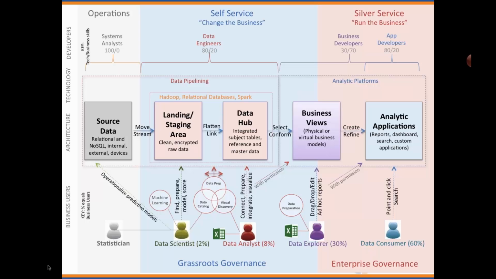One other thing I'll point out here is the shading, which, as I look at this, is not the prettiest shading in the world, but I'm not a graphic designer. But you'll see there's a pink shading to the right, it's silver service. There's blue shading called self-service, and then there's the gray shading to the left called operations. The silver service, to me, is not self-service. And I think a lot of people out there talk about self-service when they really should be talking about silver service.